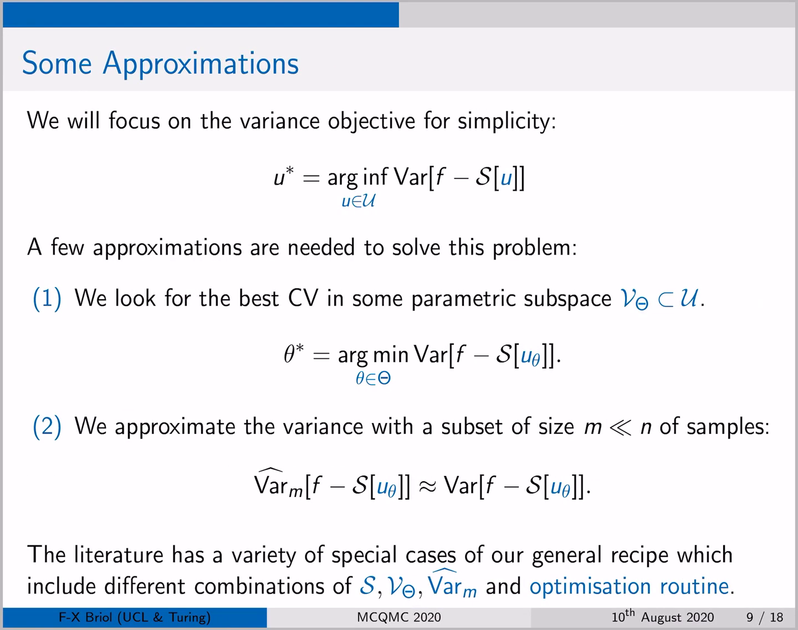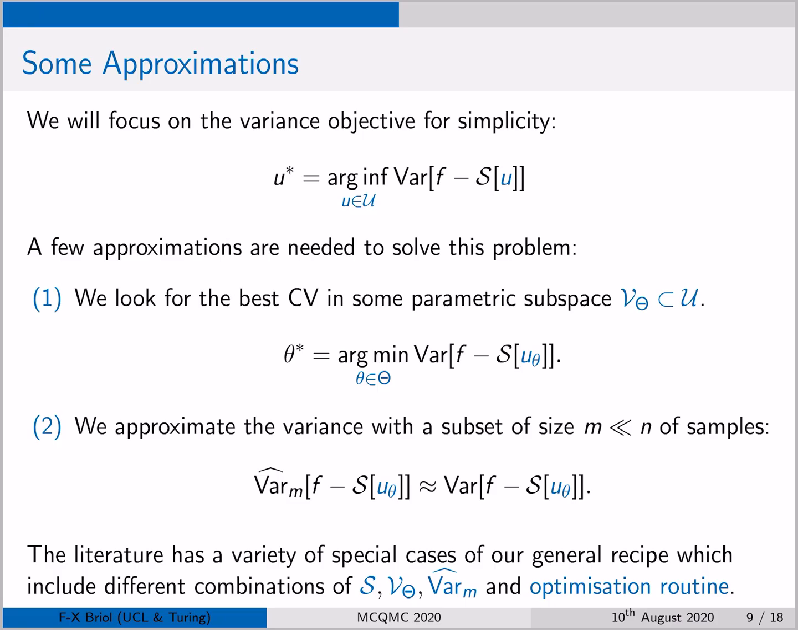The second approximation is that most of the time we can't evaluate the variance in closed form. So another thing we might want to do is use some of our function values in order to estimate this variance. More generally, in the literature, a lot of control variates for Monte Carlo methods fall within this general framework, where you just use different combinations of Stein operators, parametric classes, or estimates for the variance.